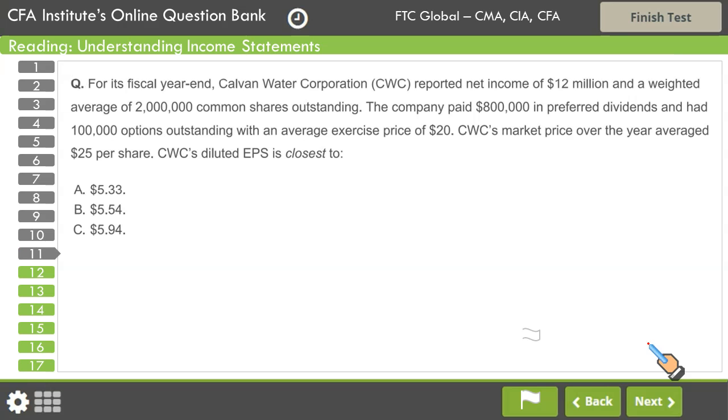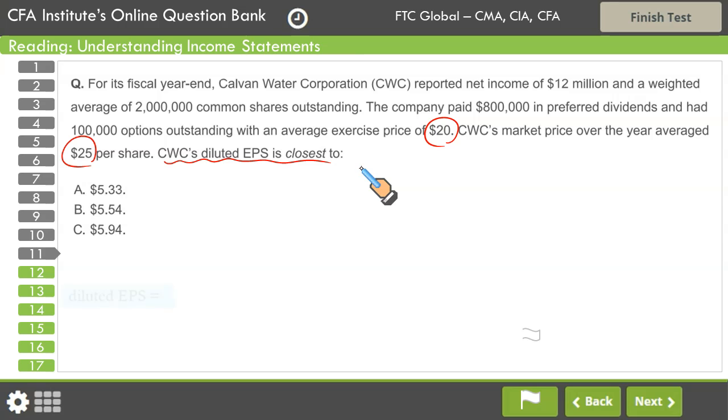Next, for its fiscal year end, Calvin Water Corporation, CWC, reported net income of 12 million and a weighted average of 2 million common stock outstanding. The company paid $800,000 in preferred stock dividend and had 100,000 options outstanding with an average exercise price of $20. CWC's market price over the year averaged 25. CWC's diluted earnings per share is to be calculated.